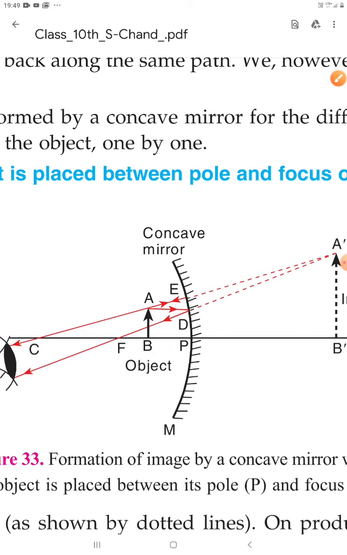Now we have to draw another ray for finding the image. At least we should have two incident rays. So you can see here, now the second ray, what are we doing? We are sending a light ray like this, and after reflection it moves through the center of curvature. We already discussed this rule also, that whenever a light ray moves through the center of curvature, after reflection also it moves along that path. It retraces its path.